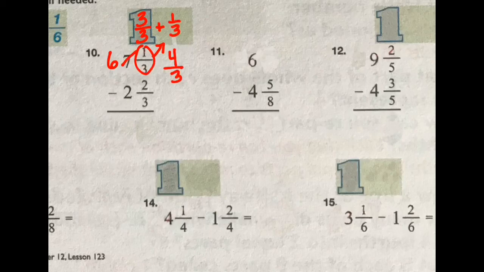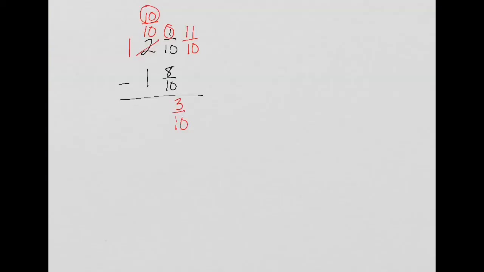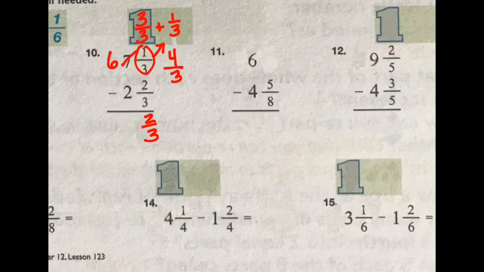Okay, 4/3 minus 2/3 is 2/3. And now we can, whoops, my thing changed. Okay, now we can subtract our whole numbers. 6 minus 2 is 4.